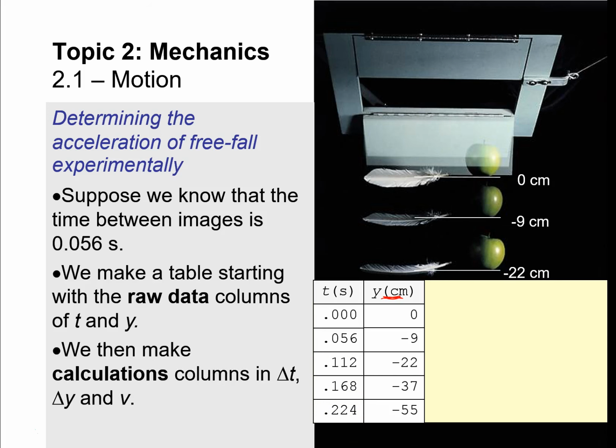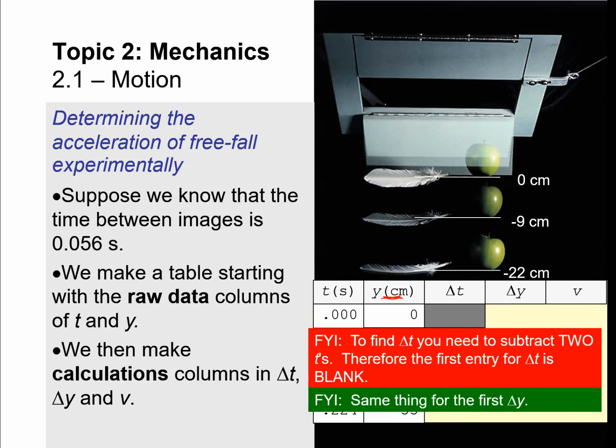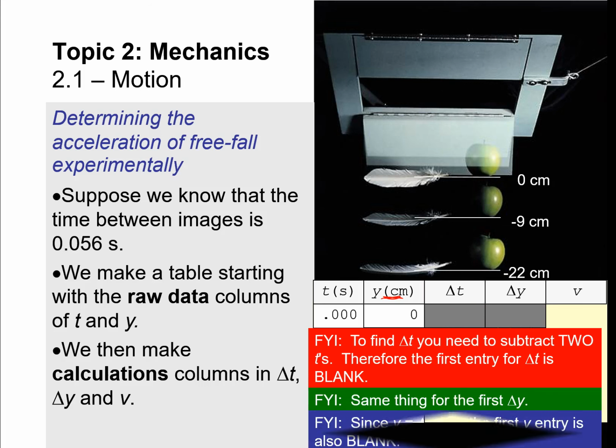Now we need to calculate delta t, delta y to find the velocity of the apple. So to find those things, notice that for the delta t, you're going to subtract the t that you have minus the first one. Therefore, the first delta t is blank because you don't have a second one. Same thing for the first delta y, and same idea for the first v.